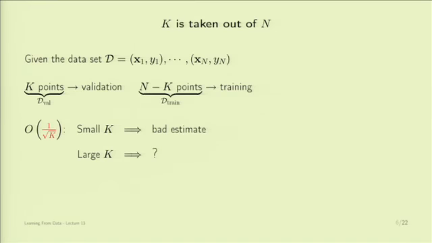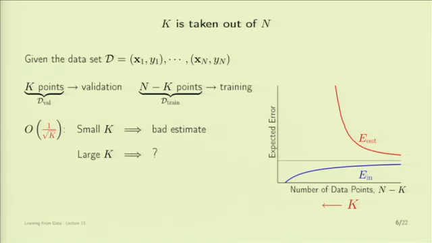Remember this fellow? Yeah, that was the learning curve. What did it do? It told us, as you increase the number of training points, what is the expected value of E_out and what is the expected value of E_in for a given model, the model whose learning curves I'm plotting. Now, the number of data points used to be N. Here I'm writing it as N minus K. Why am I doing that? Because under the regime of validation, this is what I'm using for training. Therefore, if you increase K, you are moving in this direction. I used to be here and I used to expect that level of E_out. Now I am here and I'm expecting that level of E_out.